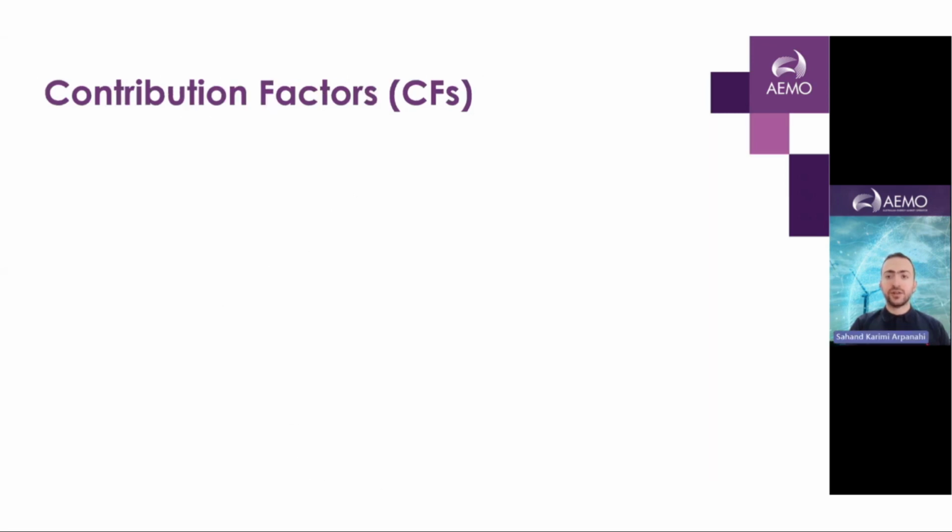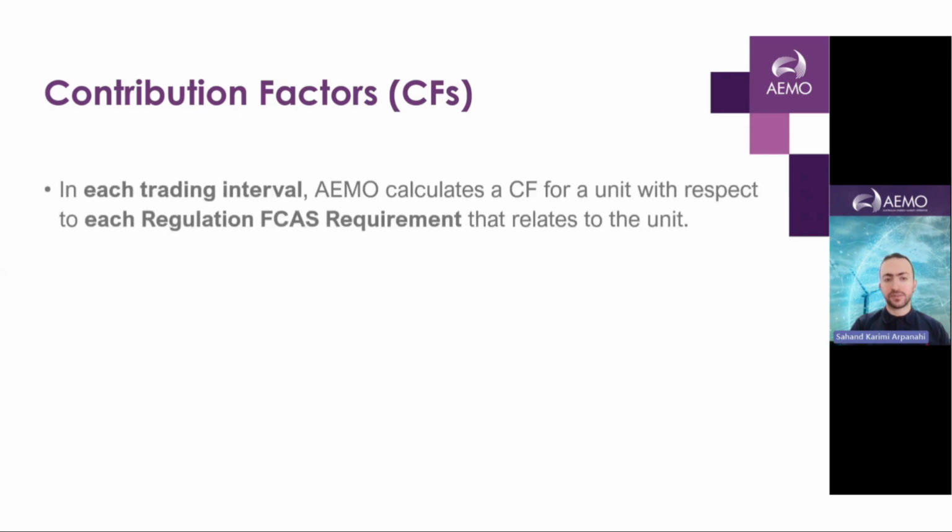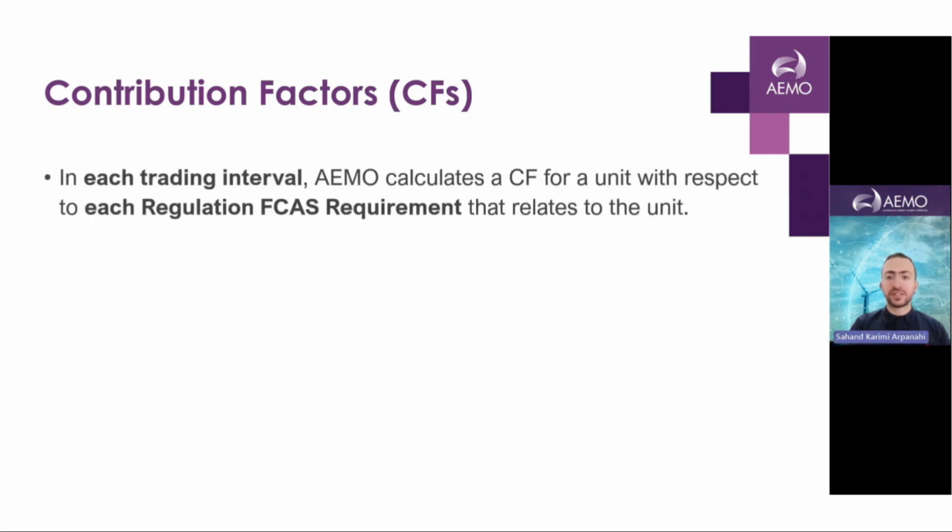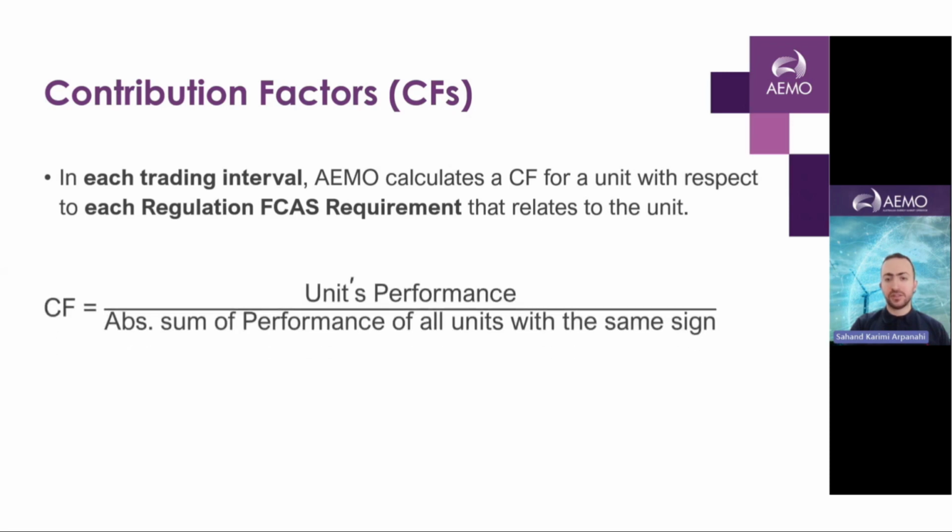In each trading interval, AMO calculates a contribution factor for a unit with respect to each regulation FCAS requirement that is related to that unit. The contribution factor of a unit is determined based on the performance of the unit as well as the performance of all other units. To do that, we simply divide the performance of the unit by the absolute sum of performance of all units in the requirement that have the same sign. In other words, if the performance is positive, we divide it by the sum of all positive performances. And if it is negative, we divide it by the absolute sum of all negative performances.